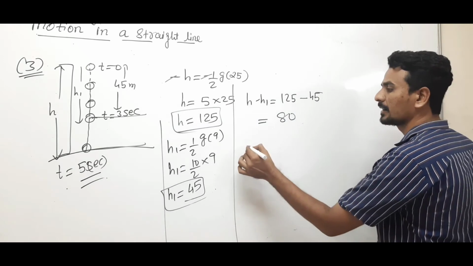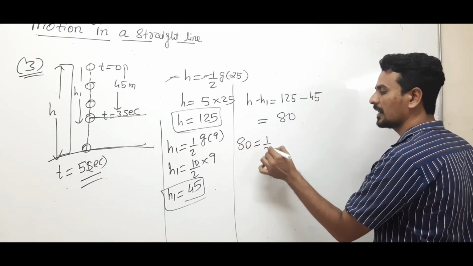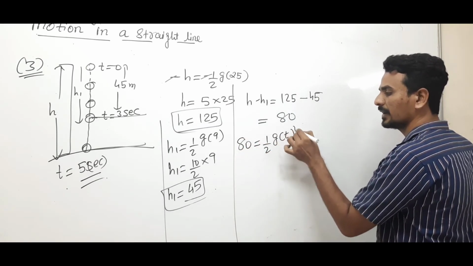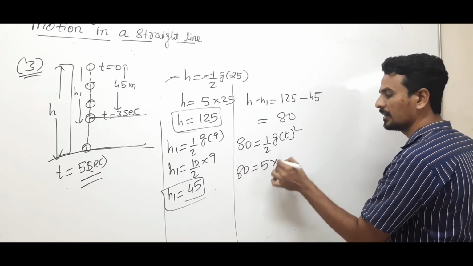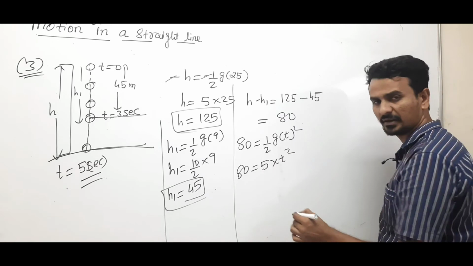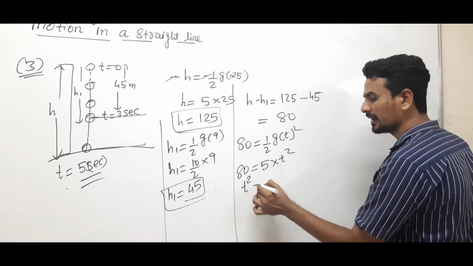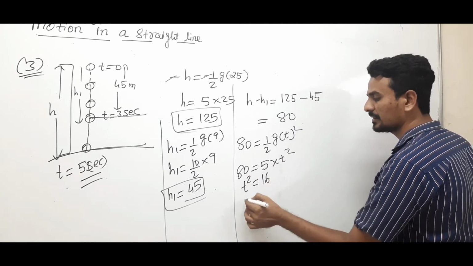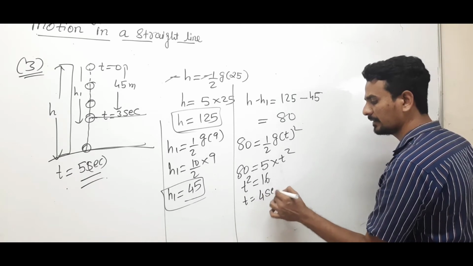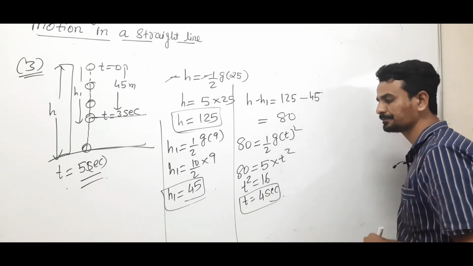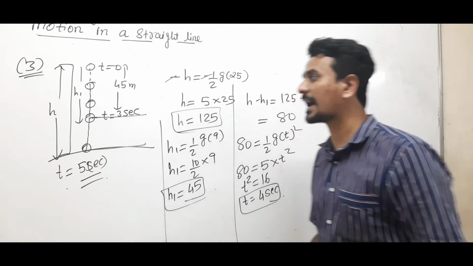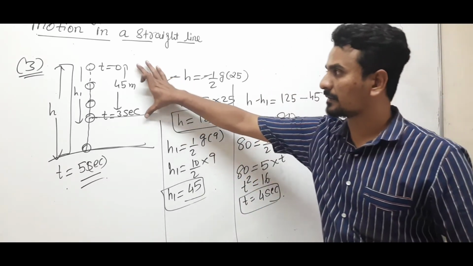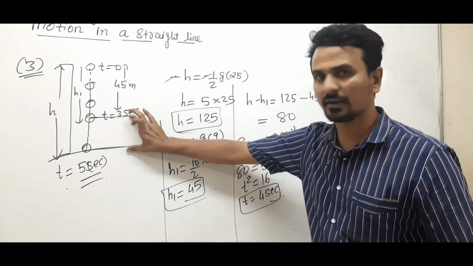So it will be again h equals half g t square. So 80 equals g by 2, that is 5 t square. So 16 equals t square, 5 times 16 is 80. T square is 16, right? So t is 4 seconds. So the total time taken by it will be 3 seconds, and then from here to here 4 seconds.